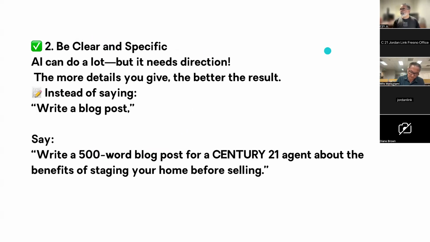Two, it said be clear and specific. AI can do a lot, but it needs direction. The more details you give it, the better the results. So instead of saying write a blog post, which most of us would, you can say write a 500-word blog post for a Century 21 agent about the benefits of staging your home before selling. It's all about being specific and clear.